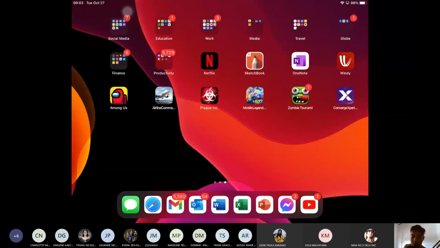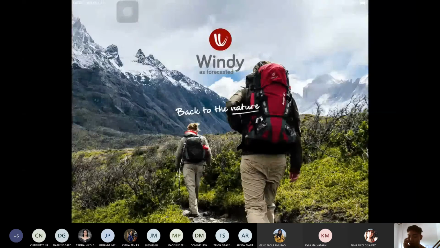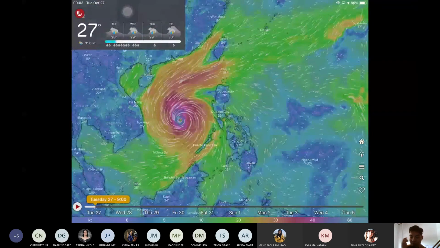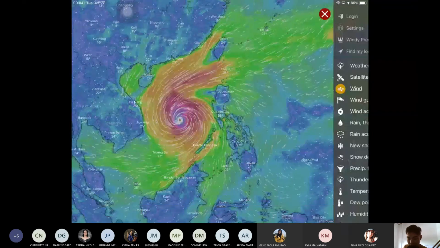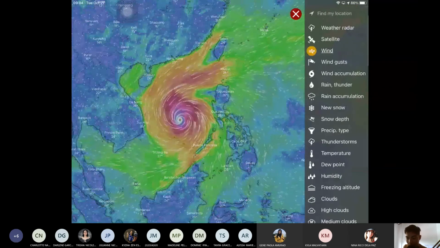Punta tayo sa windy app. Tignan natin yung bagyo. Ay, malayo na yung bagyo. So, wala nang suspension. Mabuti naman.